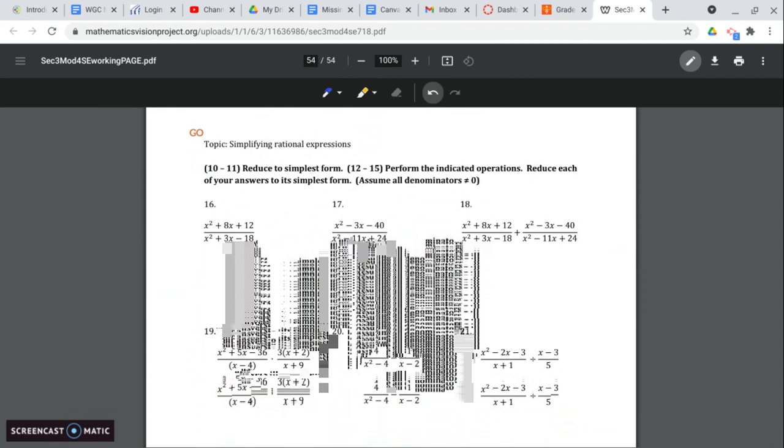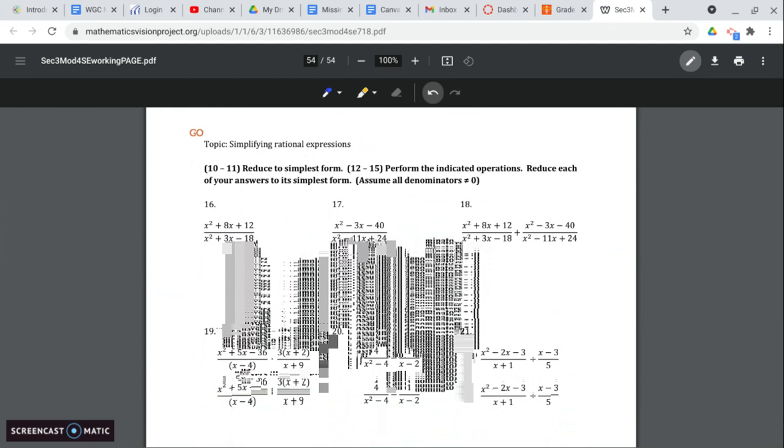All right. For the last section, we're looking at reducing these to simplest form. What that means is we need to simplify both the numerator and the denominator. So we need to factor them so that we can cancel things. So we have x squared plus 8x plus 12 over x squared plus 3x minus 18.